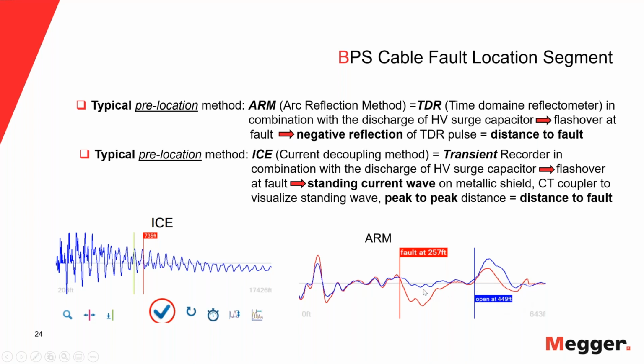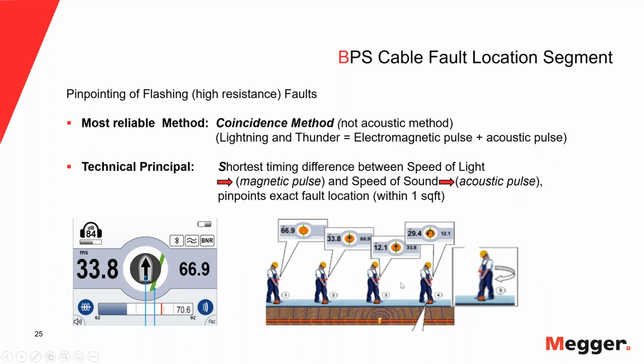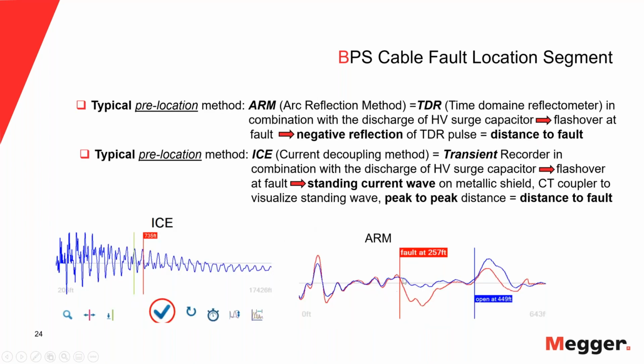And then in the second step, we do the same thing. We repeat it, but also discharging the capacitor. It flashes over and it makes that TDR pulse reflect negatively. And where the impedance mismatch is, see, up to that point, the 2 traces are identical and then they split up, and that's our fault distance, 257 feet in this case.